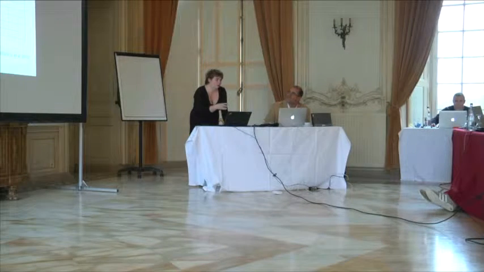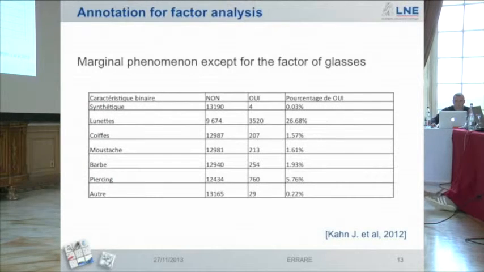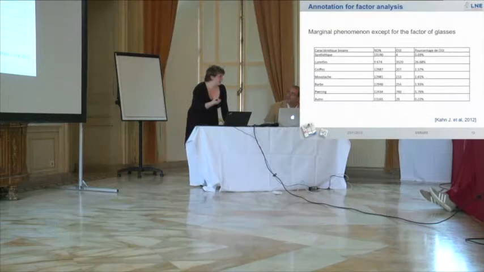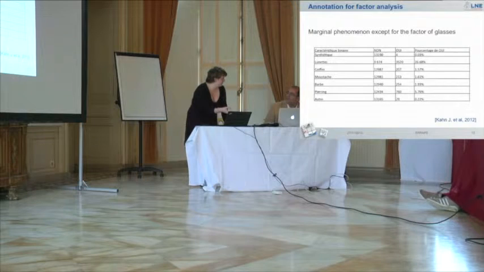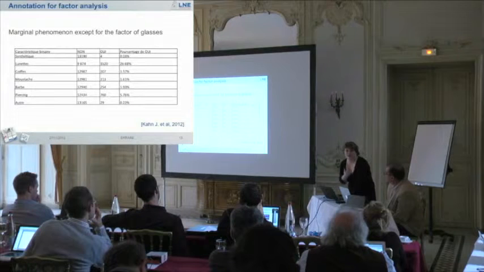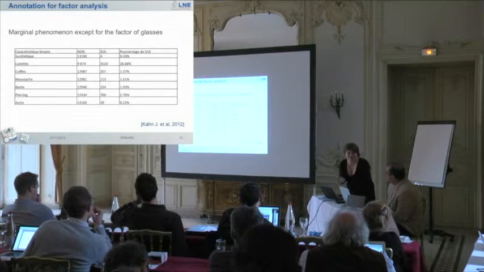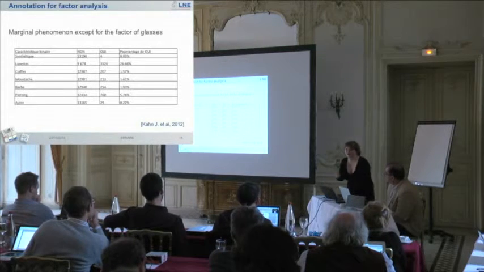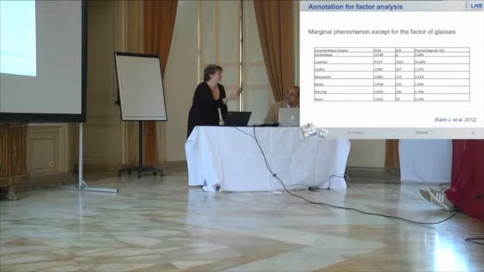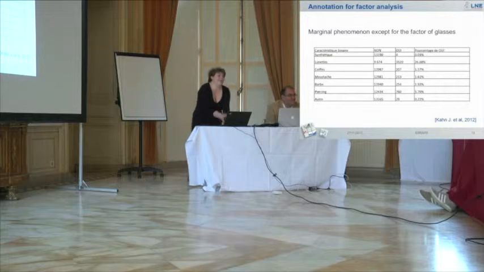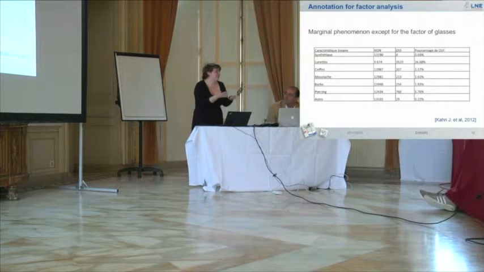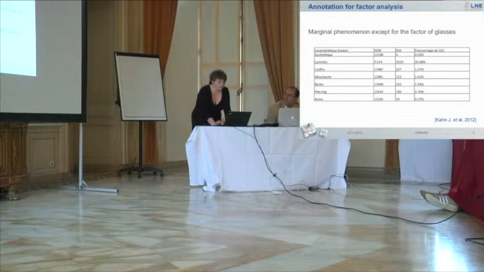But in the REPERE corpus, we do other annotation, for example, to know if someone has glasses or other kinds of things. And the problem is that in the composition of the corpus, these are marginal phenomena, and we don't have enough data to do statistical analysis, to know if, for example, the system has a problem recognizing people according to whether they have glasses or not. But maybe for some applications it is interesting to know these kinds of things to use the system.